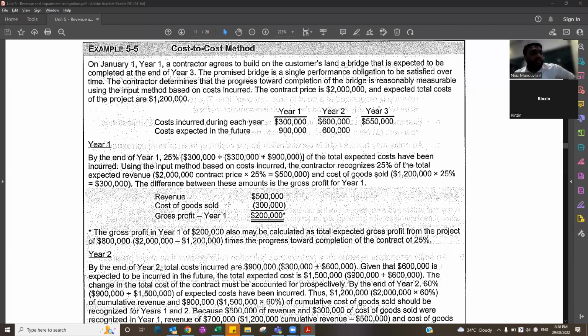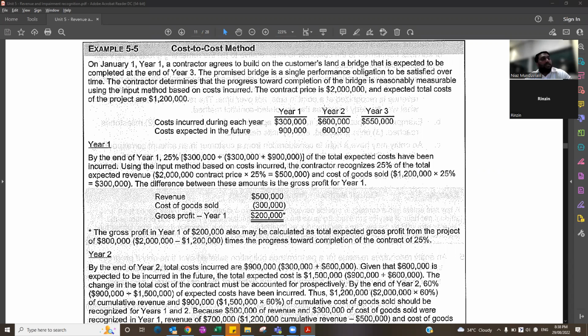Now, the cost to cost method we are going to calculate. On January 1st, year one, a contractor agreed to build on the customer's land a bridge that is expected to complete at the end of year three. So it's a 3-year contract. Clear? So the promised bridge is a single performance obligation and to be satisfied over time.